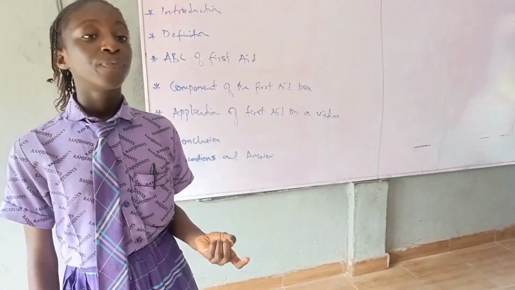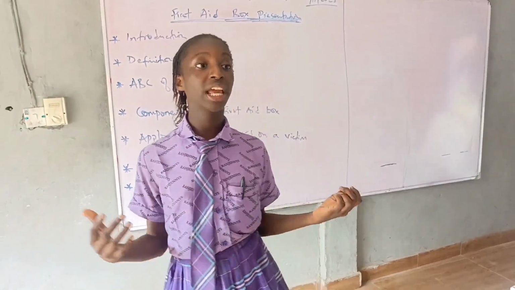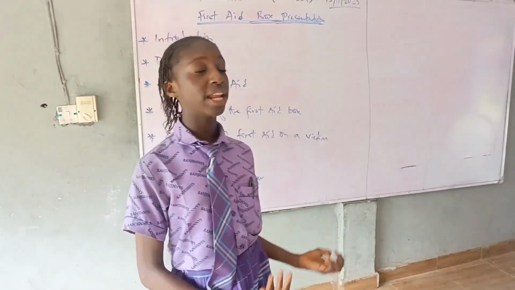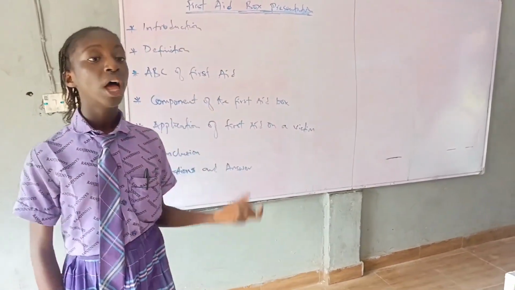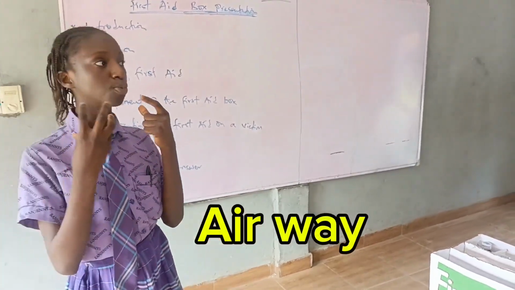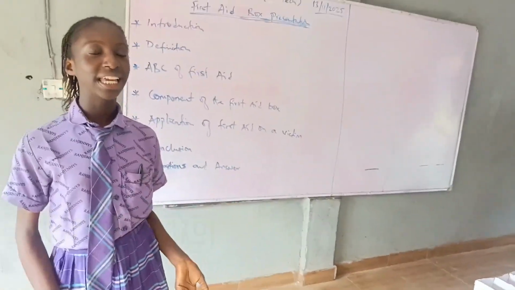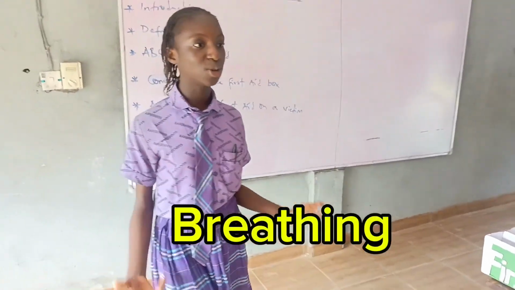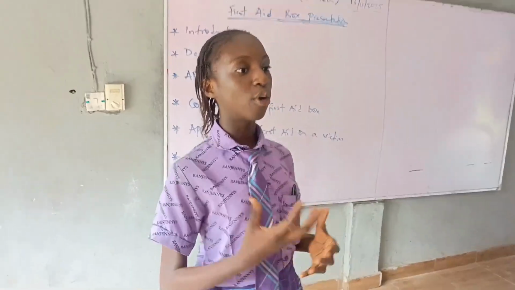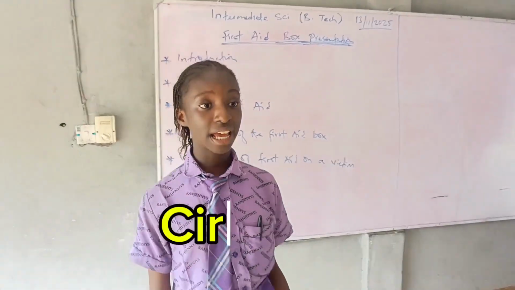Then the S, send for help. You can call 911 or tell anyone close to you to do so. A, airway. I've already said airway. Check if the person's airway is blocked or open. Then B, breathing, to check if the person is breathing normally and has air going in and out of the lungs. Then the C, circulation.